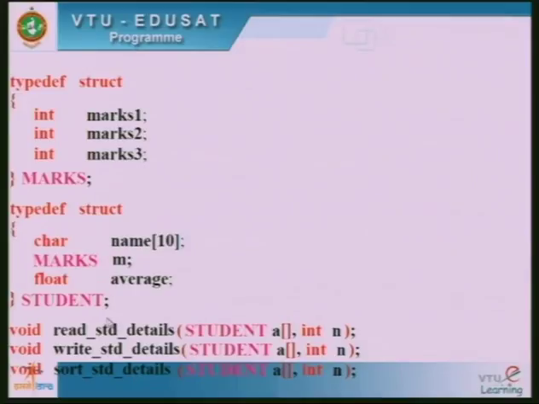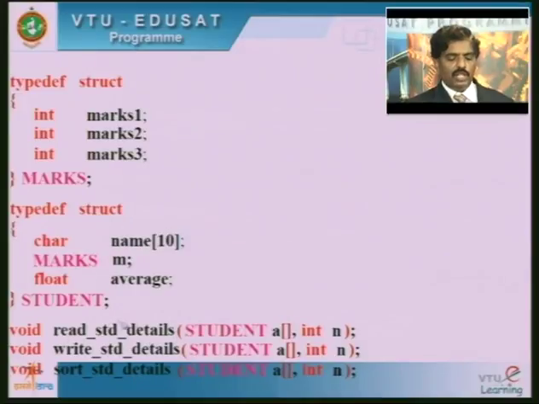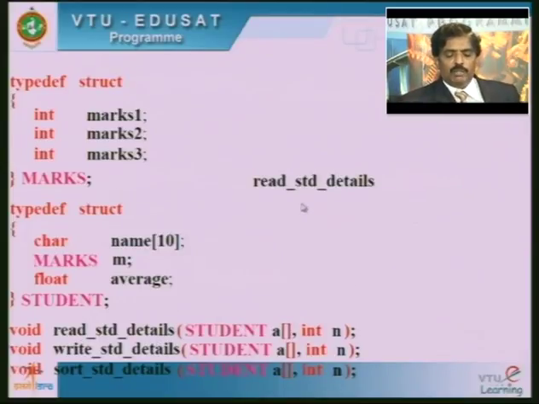Now let me explain how to enter the student details from the keyboard. Now here let us write the main program first. Here I write read student details. For this, how many parameters are there? 2 parameters are there. What is the first parameter? A. What is the second parameter? N. So here I write A comma N. And these are called arguments. These are also called actual parameters. If we use the word actual parameter, here we can use the word formal parameter. So here arguments, that is A comma N, must be enclosed within a parenthesis like this.